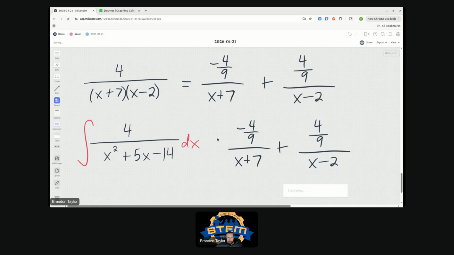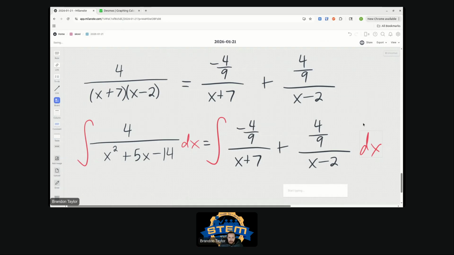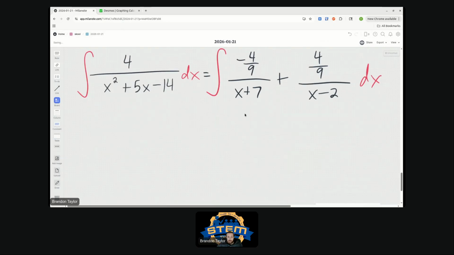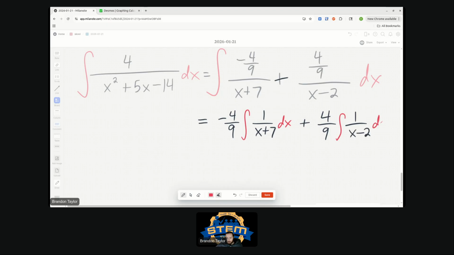You integrate the decomposition, like the sum of simpler functions, if you will. Because it's a lot easier to do that, right? Basically the sum rule for integrals exists. If you're going to integrate the sum of this thing plus that thing, what you could just do instead is integrate each thing individually. So it'd be -4/9 integral 1 over x plus 7 dx, and then plus 4/9 integral 1 over x minus 2.